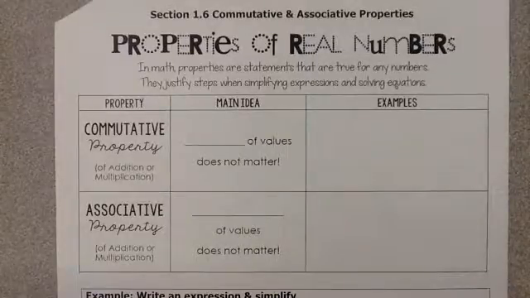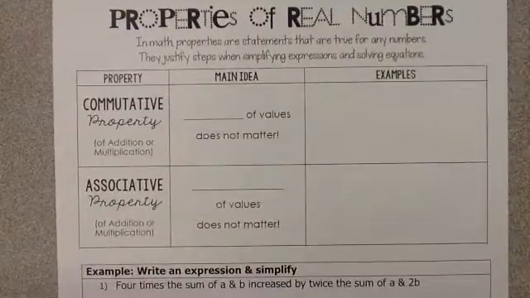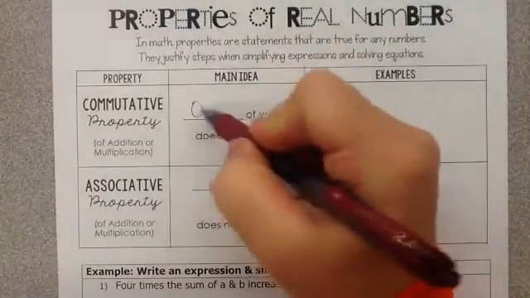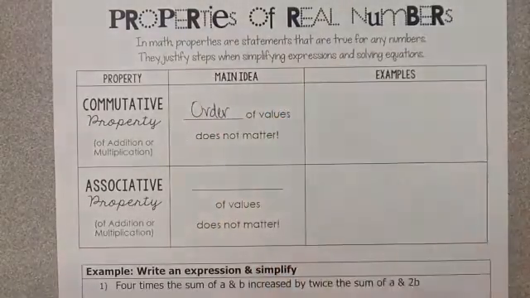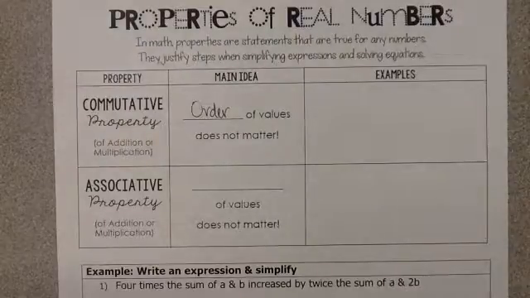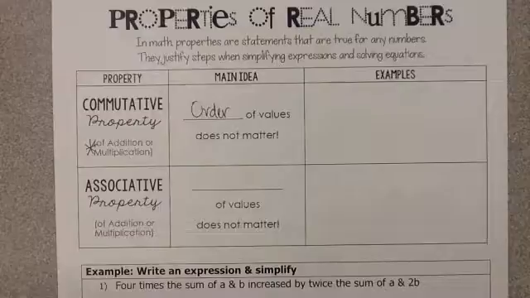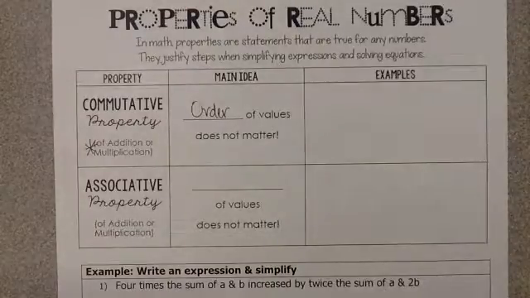Mathematicians. Today we are going to continue talking about more properties. We are going to focus on the commutative and associative property today. The commutative property says that the order of values does not matter. And this works for addition and multiplication. So the order you add or the order you multiply does not matter.